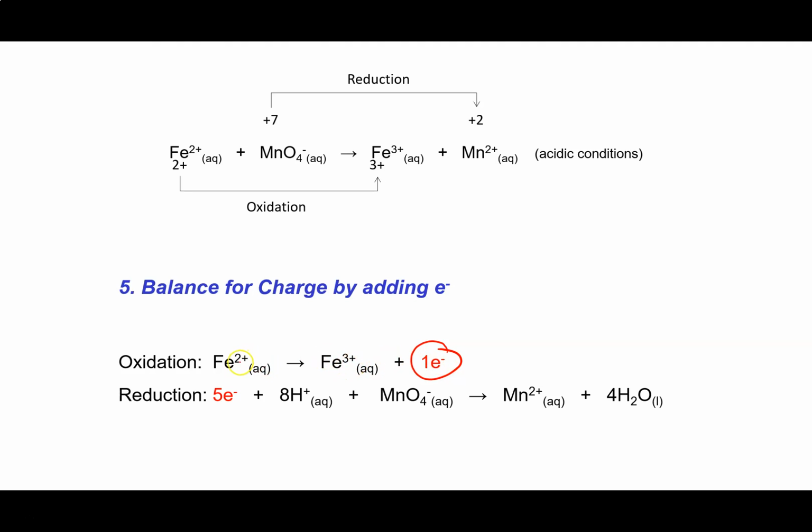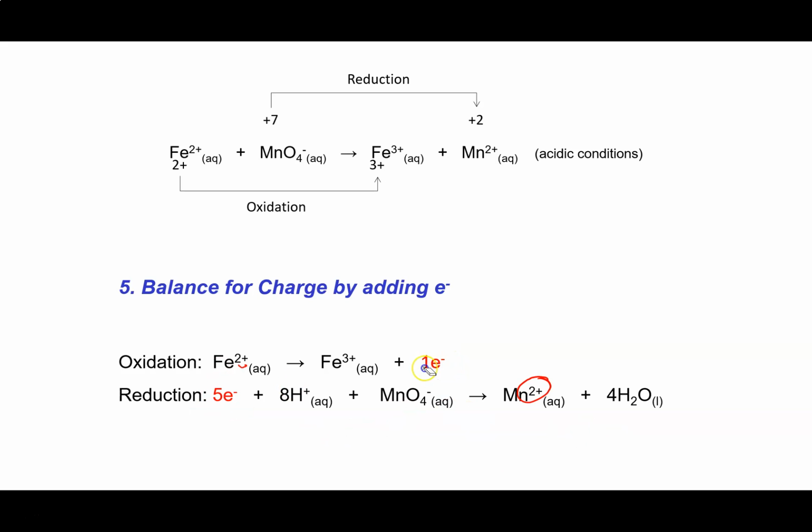1- plus 3+ gives 2+. Okay, and then we've got to add 5 electrons here to get the charge to balance. 5- plus 8+ gives me 3+, plus 1- gives me 2+. And then over here, we've just got the 2+. Okay, so everything is looking pretty good.